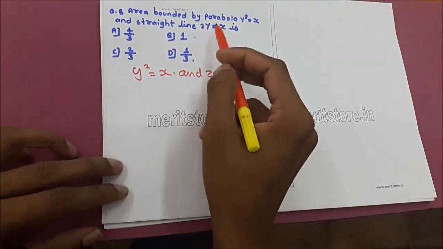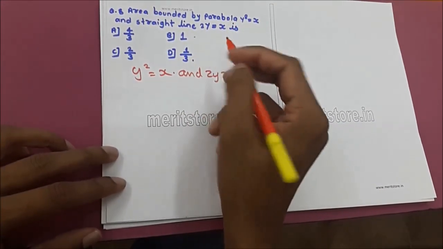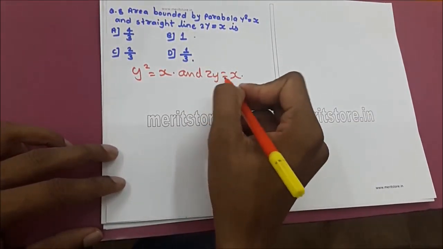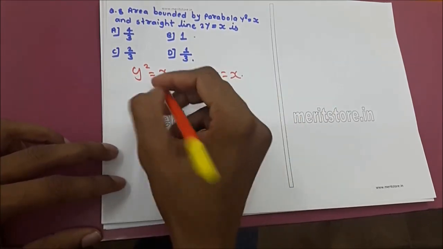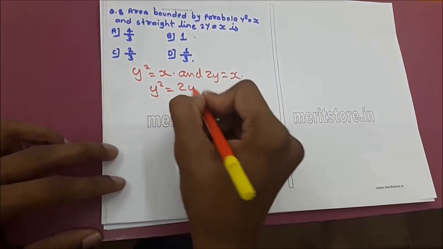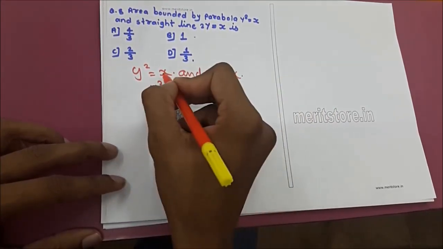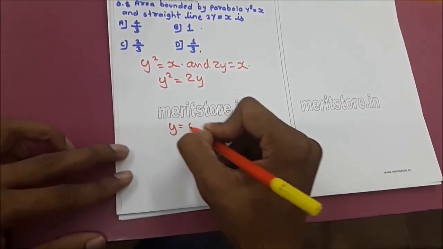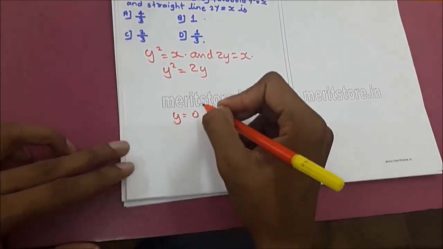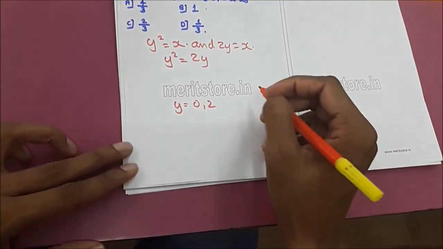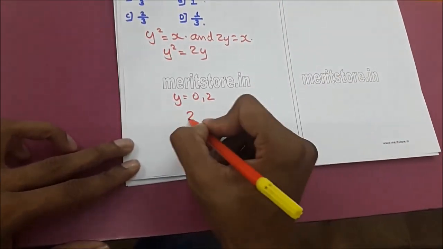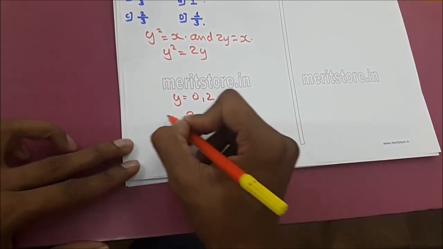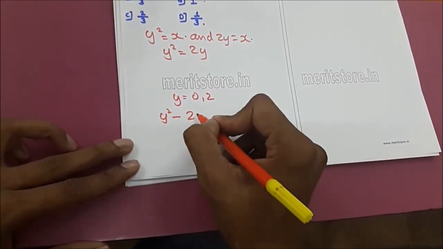If we see, we don't have limits in the question. We can solve it as y square is equal to 2y. We substitute x as 2y over here. We get limits as 0 comma 2. So the new limits are 0 comma 2, and the equation will be 2y minus y square.